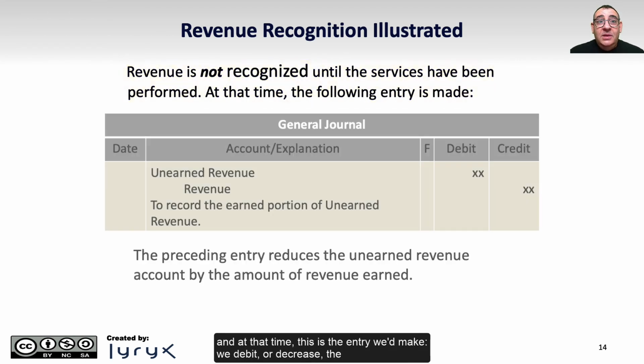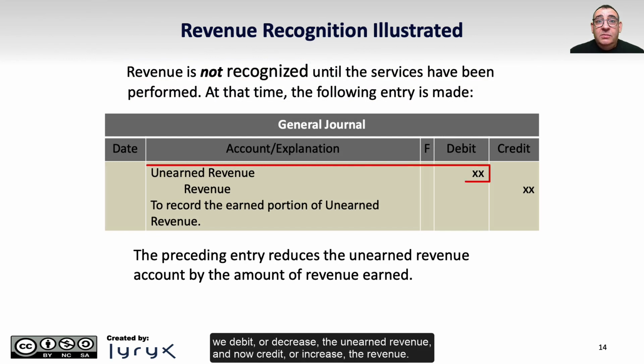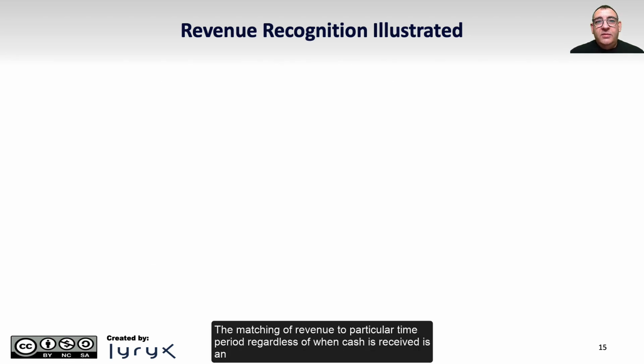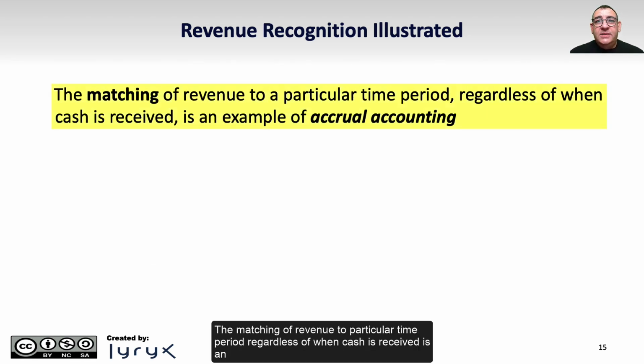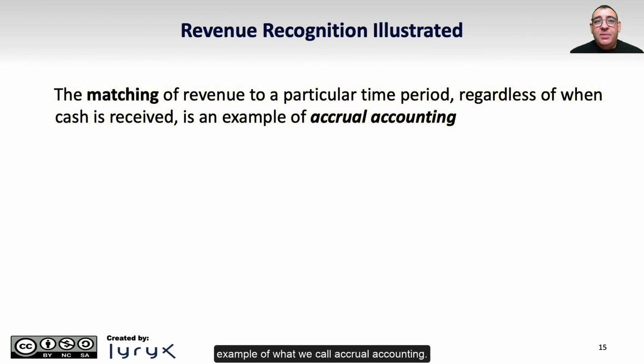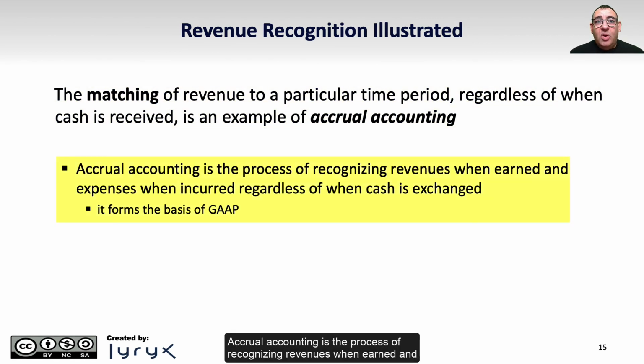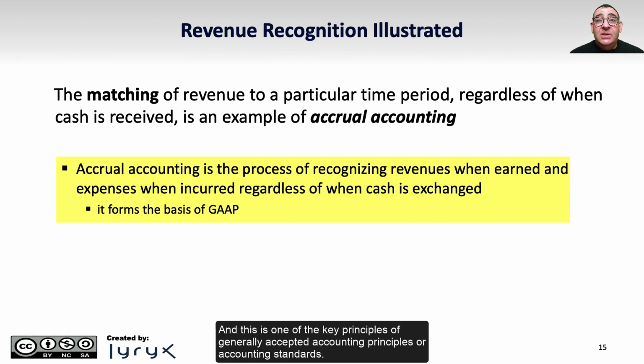And at that time, this is the entry we'd make. We debit or decrease the unearned revenue and now credit or increase the revenue. The matching of revenue to a particular time period, regardless of when cash is received, is an example of what we call accrual accounting. Accrual accounting is the process of recognizing revenues when earned and expenses when incurred, regardless of when cash is exchanged. And this is one of the key principles of generally accepted accounting principles or accounting standards.